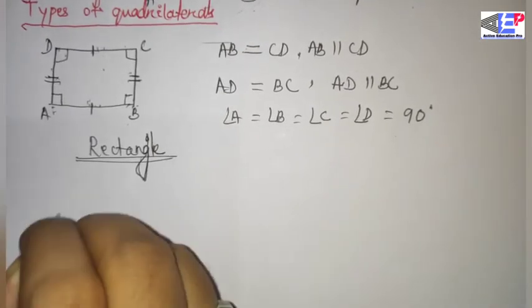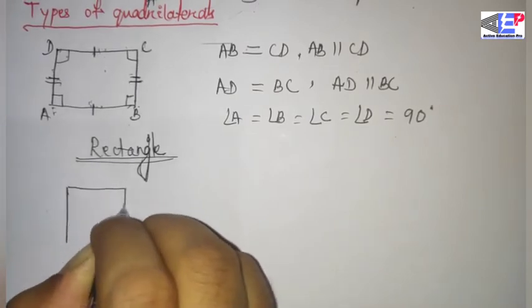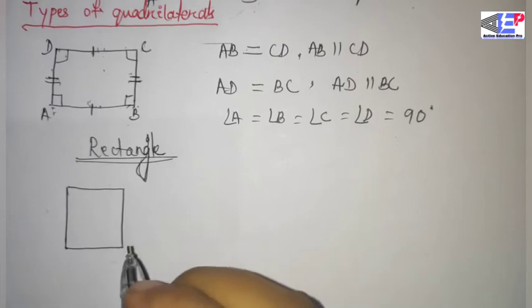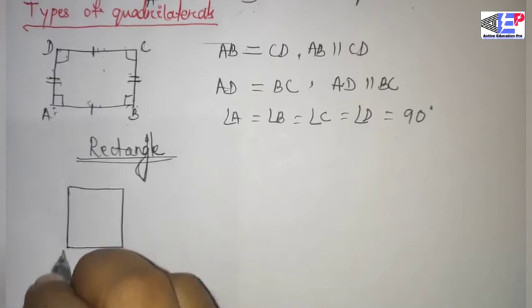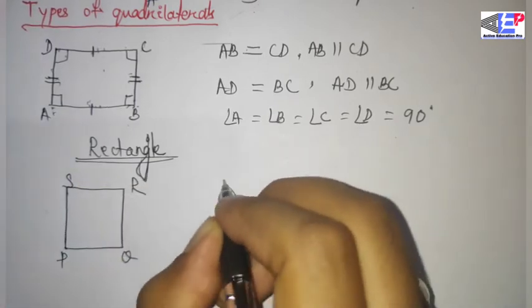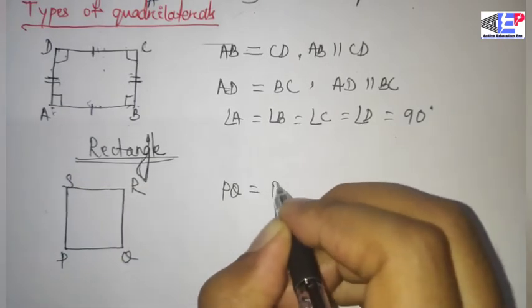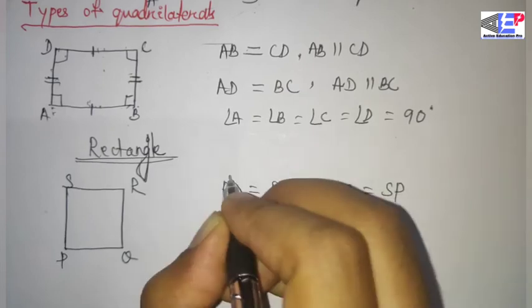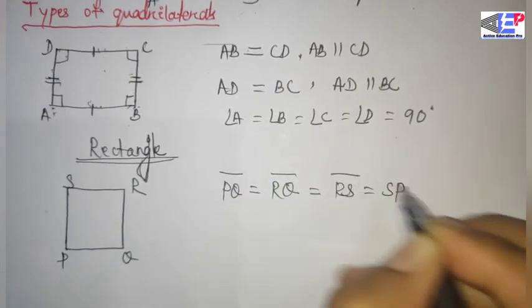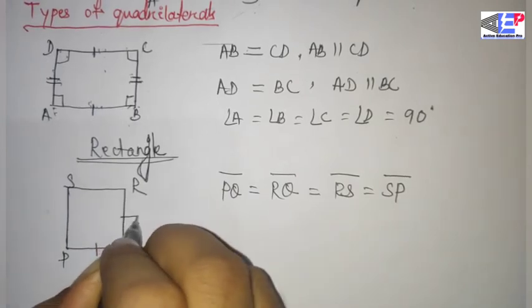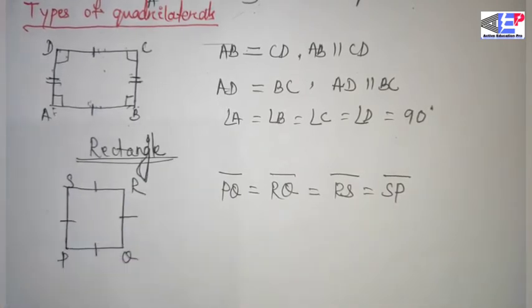Then next, moving towards square. This polygon, this quadrilateral, is known as square. Similarly, name the figure PQRS. Here in this figure, PQ is equal to RQ is equal to RS is equal to SP. All the four sides are equal in length.